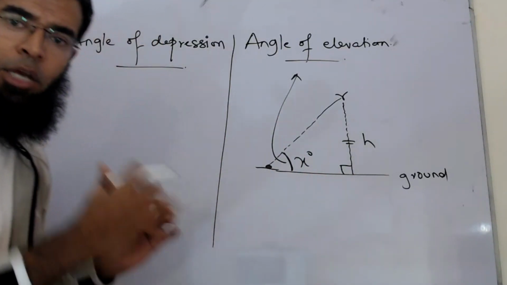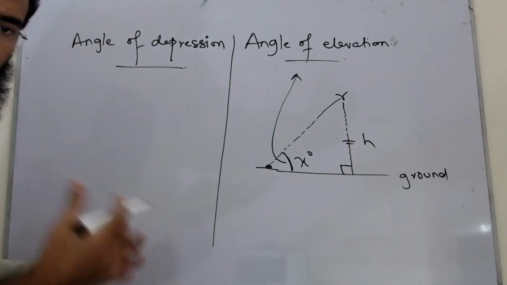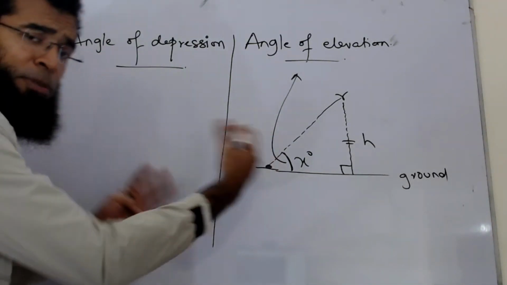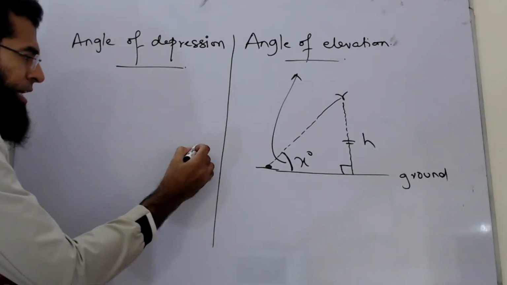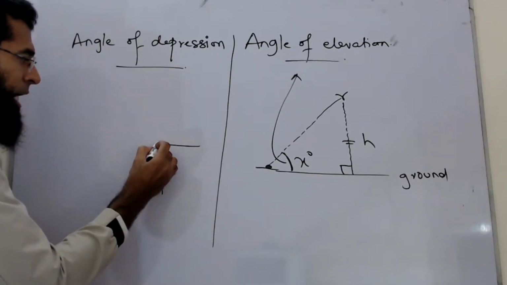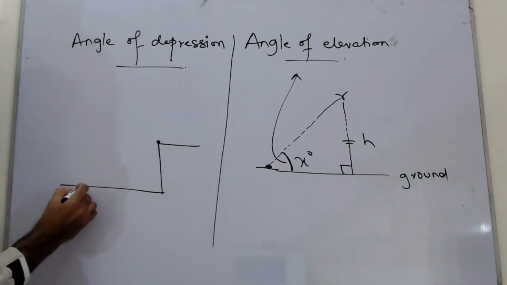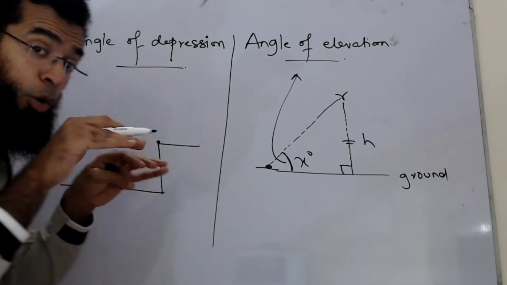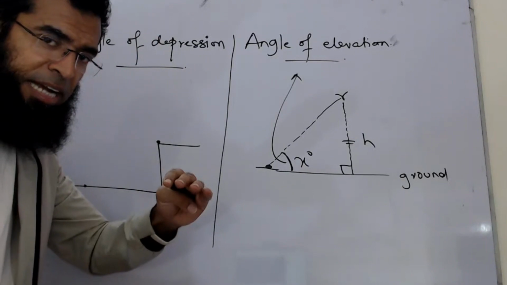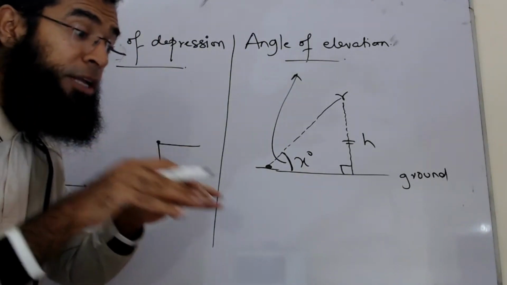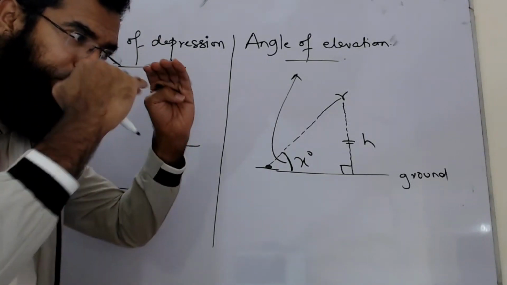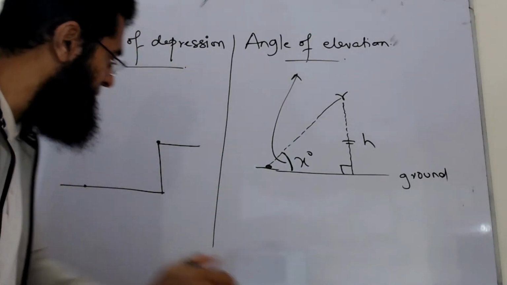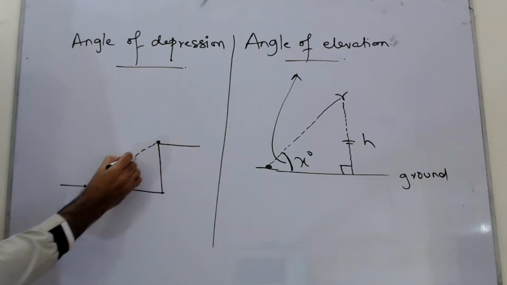So what is angle of depression? I'll give you another example. Opposite to this, let's say someone is standing at the top of his house, and he is looking at something obviously below his eye level, below his head level. So actually he's looking into a depression. He's looking down at something. So this would be the line of sight.